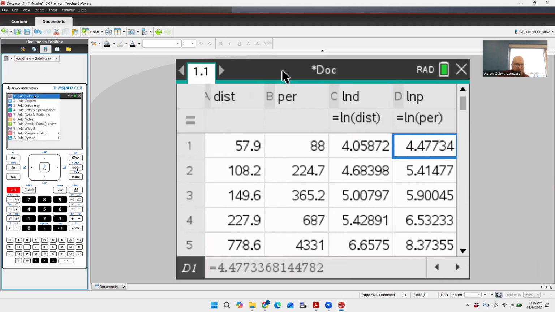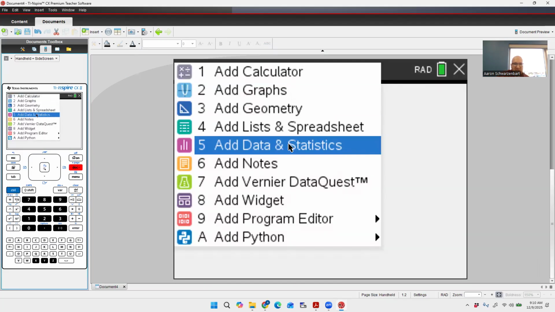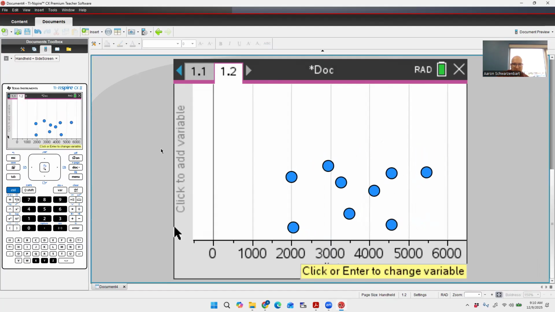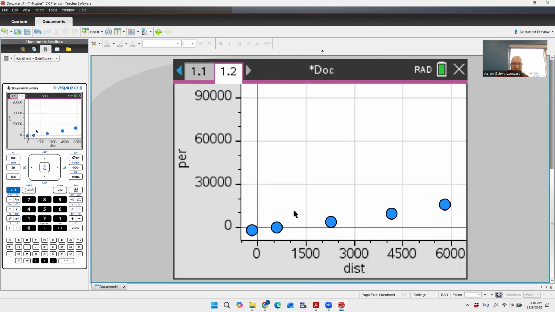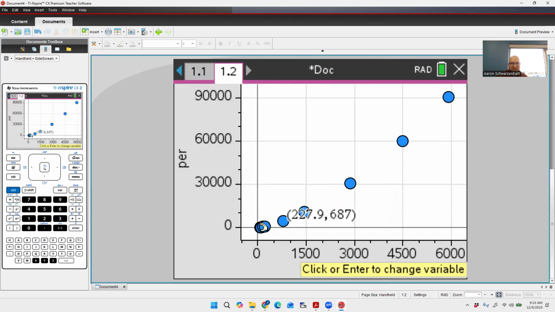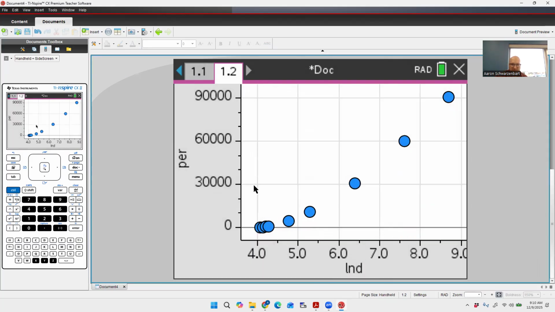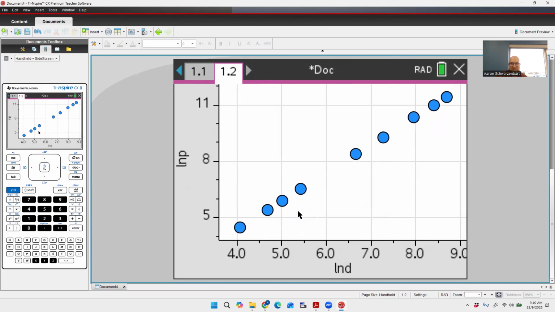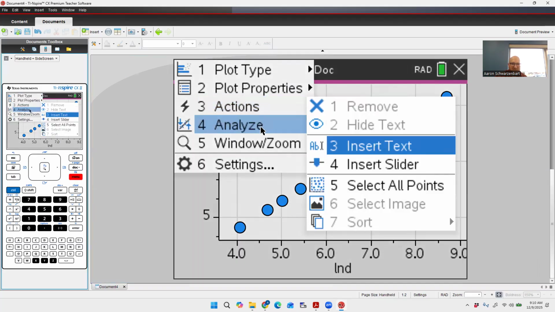So I'm just going to ln both axes. I know I'm going to have to. So now when I add my page, if I did distance versus period, I get very crowded together at the beginning, right? So we're going to change both of them. And we get really linear.